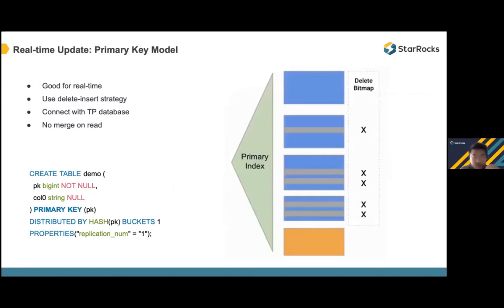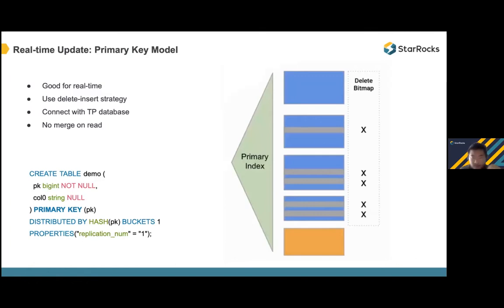All right. The primary key mode has better support for real-time and frequent updates. Ingestion is always a collection of upsert and delete operations. The problem is how to quickly find the latest version of the data after an upsert or delete operation occurs. The mechanism StarRocks uses is, put in a simple way, delete and insert.